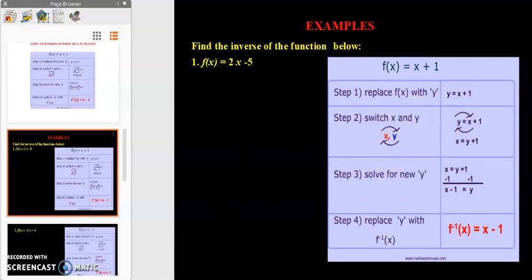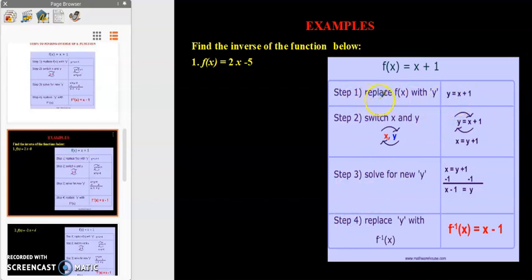To the right I have a table that outlines the steps that we use to find the inverse of a linear function in this case. So we have our gradient, we have our x, and we also have the y-intercept. So this is a linear function. Let's move into this. So we have step 1, step 2, step 3, and step 4.